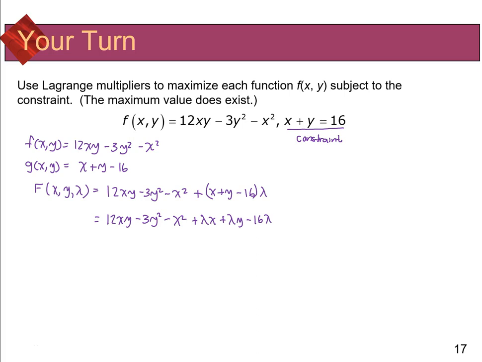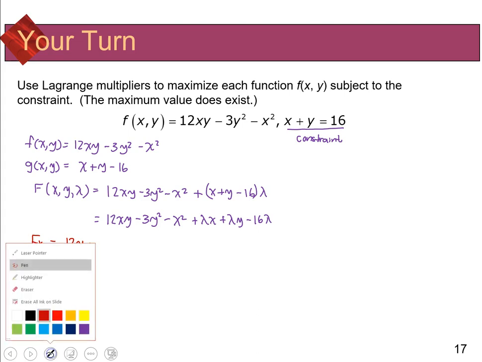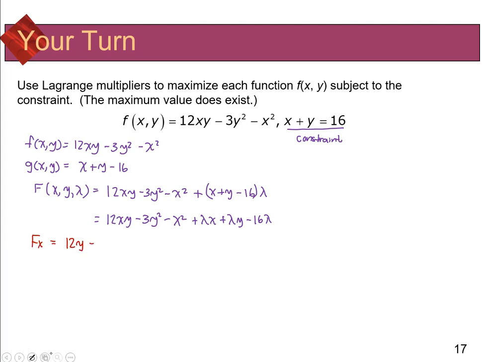So my three partials are going to be f_x, which is going to be 12y, minus, or no, take that back, 12x. No, 12y. The 3y squared is a constant, so it's going to become nothing. The minus x squared is going to become a minus 2x when I take the derivative with respect to x, plus lambda. The lambda y and the 16 lambda are going to become constant, so they become 0. And I will eventually set that equal to 0.